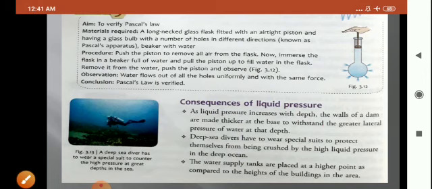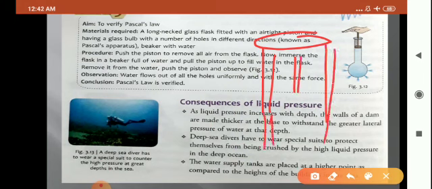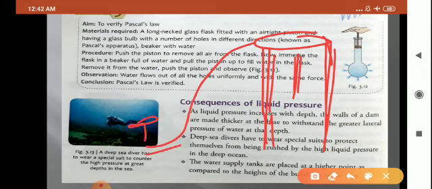The water supply tanks are placed at higher points as compared to heights of the buildings in the area. Now you have seen in your area that what you call in Hindi पानी की टंकियाँ, they are placed at greater height. Reason, with the increase in the height of the water level, the liquid pressure increases. So in your house, whatever water you are going to receive through taps, it will come with more pressure. The water will eject out with more pressure.